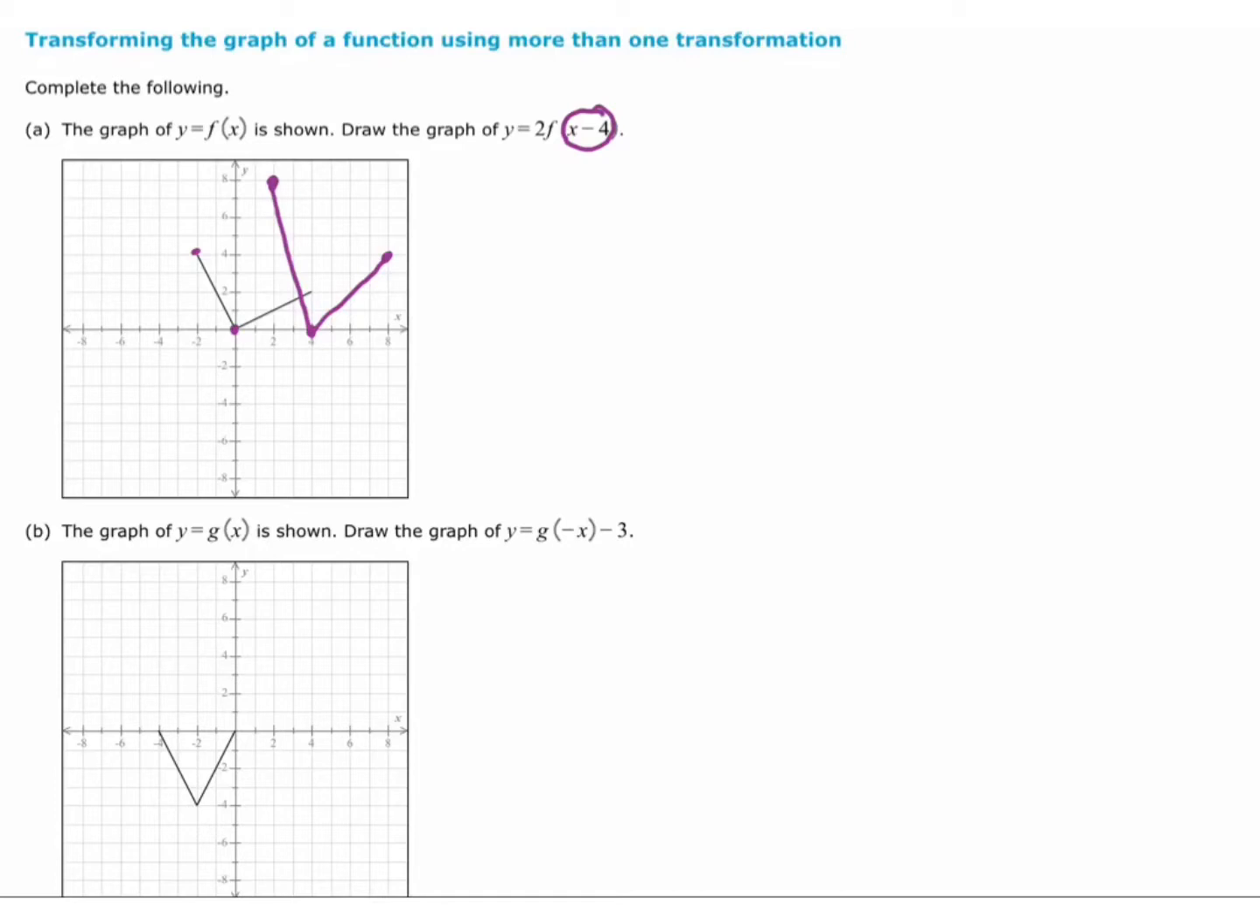In B, the graph of y equals g of x is shown. Draw the graph of y equals g of negative x minus 3. So here we're seeing it reflect across the y-axis as well as a shift of down 3. So let's take this point. We're going to go across the y-axis. It doesn't have to move. It's on the y-axis. So we just move down 3. Then for this point, going across the y-axis would put us up here. Then we go down 3. 1, 2, 3. So it puts us here.